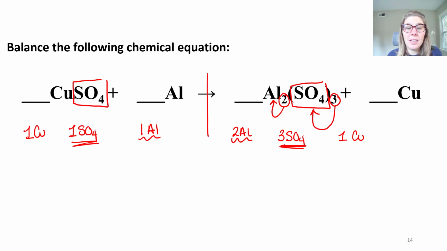Pick whichever one you want to start with. It doesn't matter. So let's pick the sulfates. I've got 3 on the product side. I need 3 on the reactant side. Now that I have 3 sulfates here, because remember the 3 goes to the copper and to the sulfate, that messed up my number of coppers. So I got to put a 3 here.